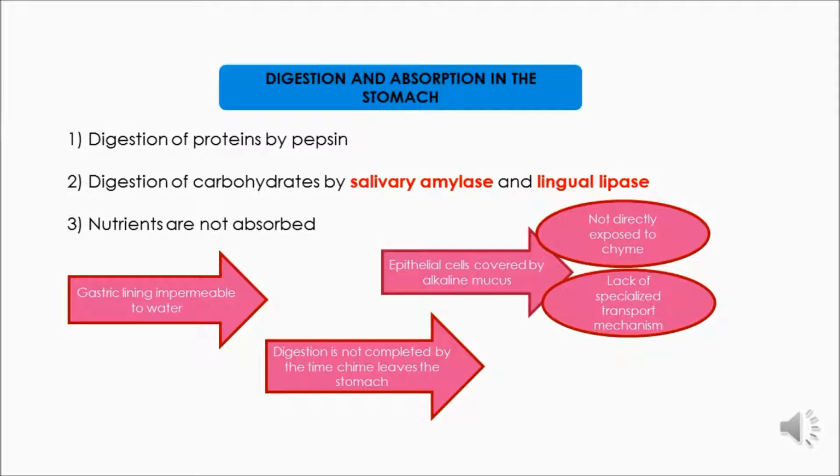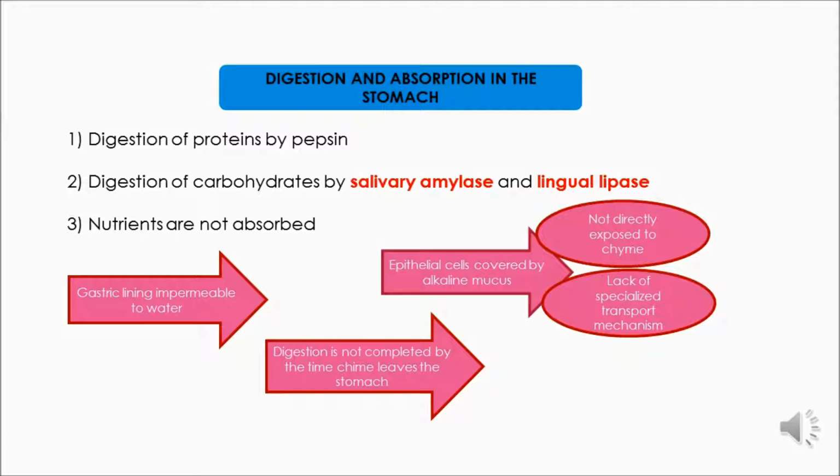Next, I'm going to talk about digestion and absorption in the stomach. The first one is digestion of proteins by pepsin. As the stomach contents become more fluid and the pH approaches 2.0, the pepsin activity will increase. Next is the digestion of carbohydrates by salivary amylase and also lingual lipase.